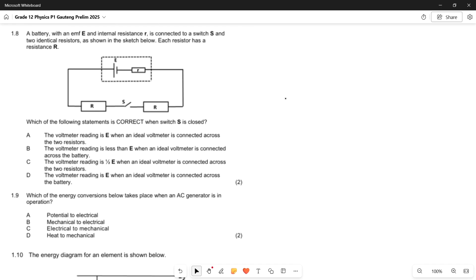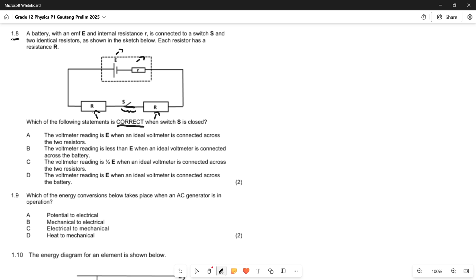Question 1.8 says a battery with an EMF E over here and internal resistance R, as we can see over here, so E is over here, R is over here, is connected to a switch S over here and 2 identical resistors. So we got R over here and R over here, as shown in the sketch below. Each resistor has a resistance of R, as they said. So it says, which of the following statements is correct when switch S is actually closed?